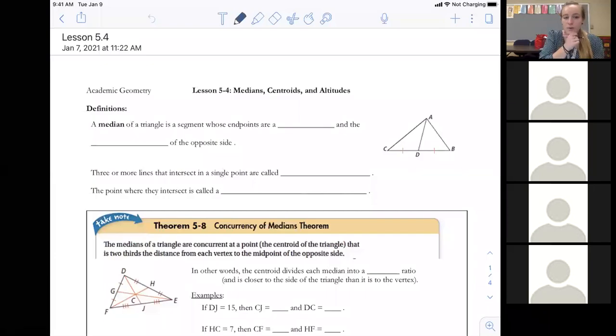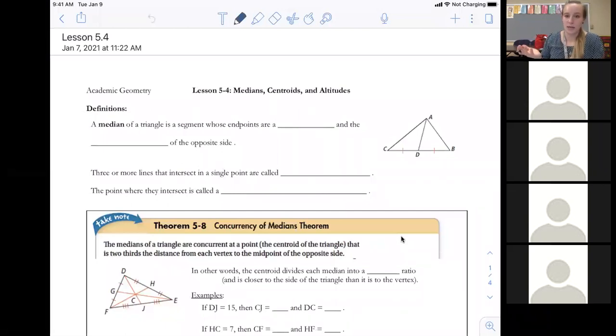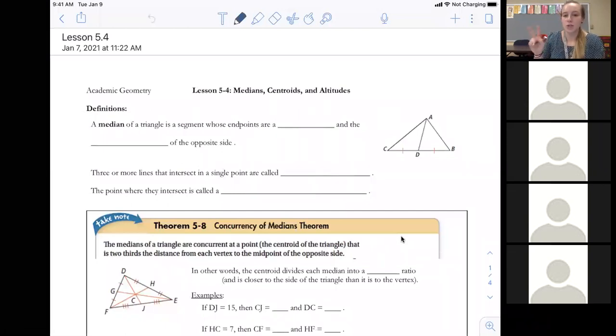So we are doing lesson 5.4 today with the last about 21 minutes of class, so we got to focus. However, this lesson's pretty easy. It's talking about two new concepts. So yesterday we learned about medians and altitudes. Today we're talking about centroids and orthocenters.